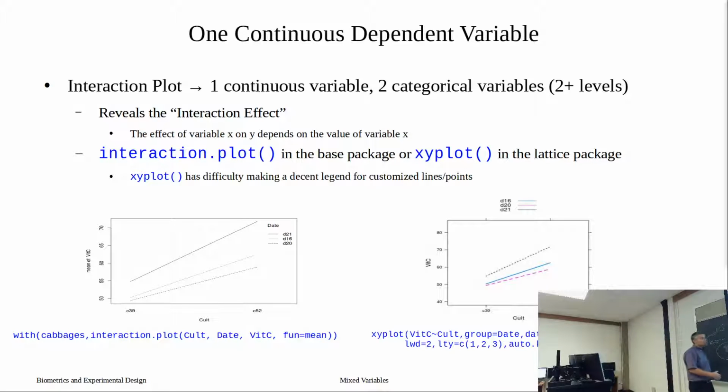All right. Perhaps though we wanted to switch it and we wanted to do date on the X and have 2 different lines for the cultivars. All we have to do is switch the order.